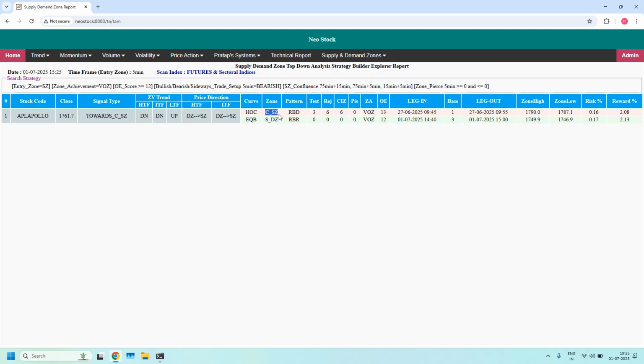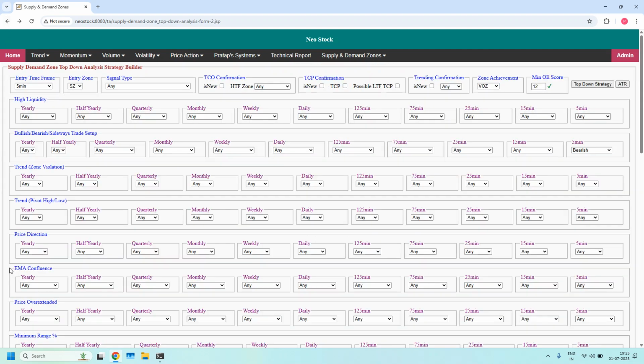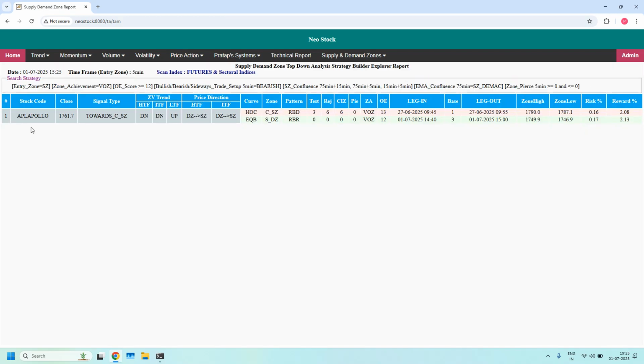So in this stock, 5 minute supply zone overlapped with 15 minute supply zone, both together overlapped with 75 minute supply zone. And 75 minutes trend is downtrend. Let's verify. Any 75 minute supply zone having daily EMA confluence. So this is having 75 minute supply zone with daily. That way this is a high probability. Maybe that is the reason why this zone is already tested 6 times. So this is a bearish trade setup for hourly income trade.